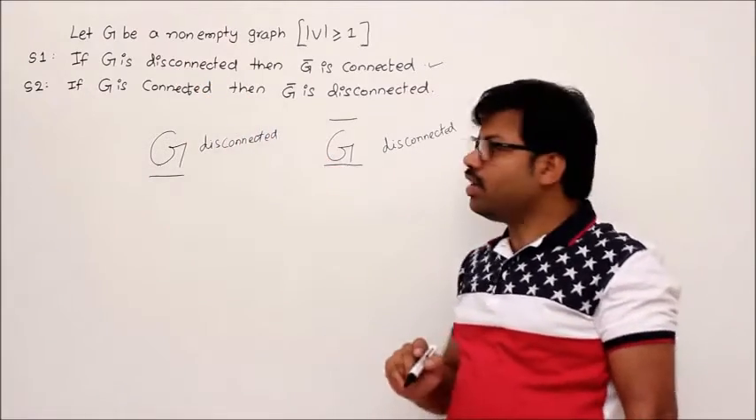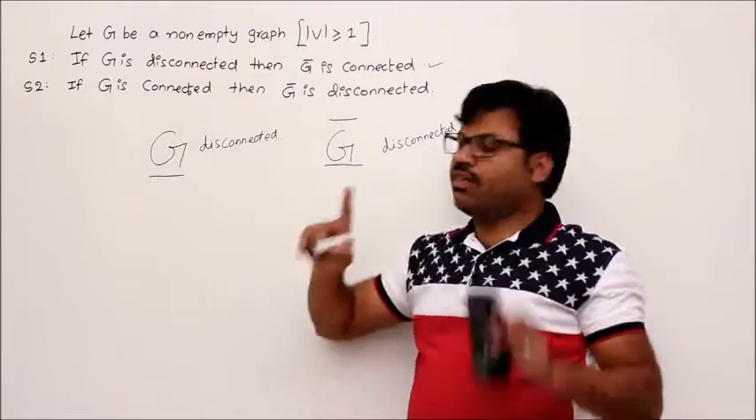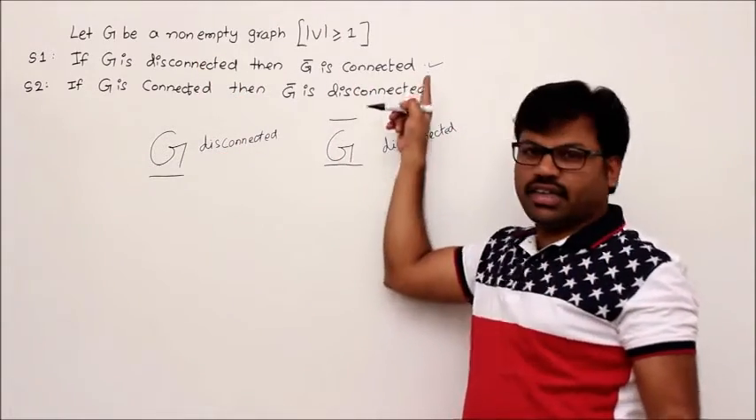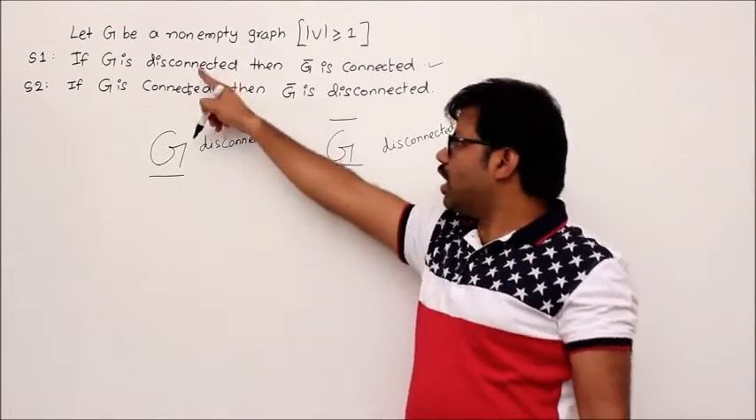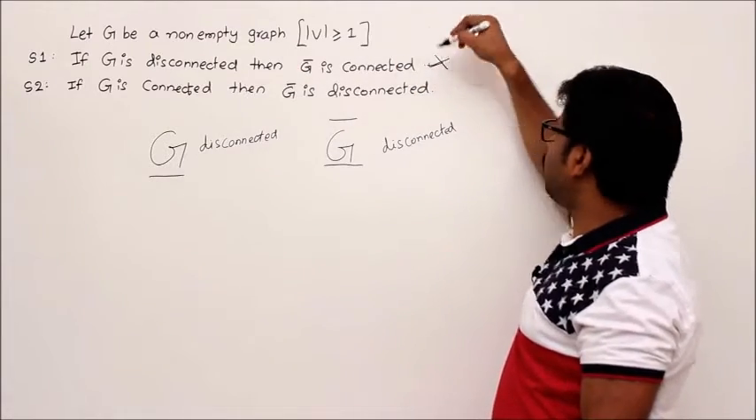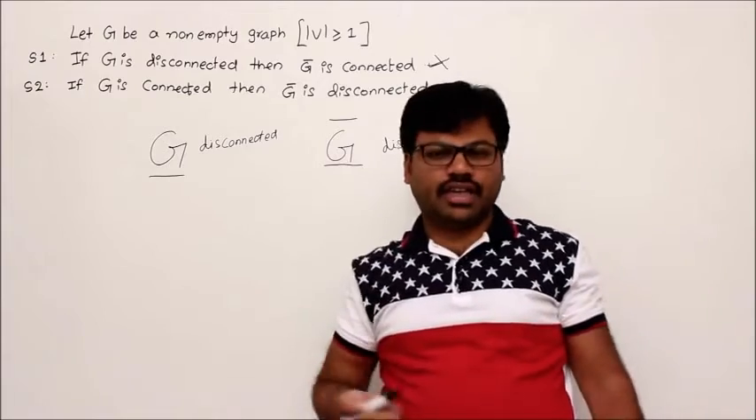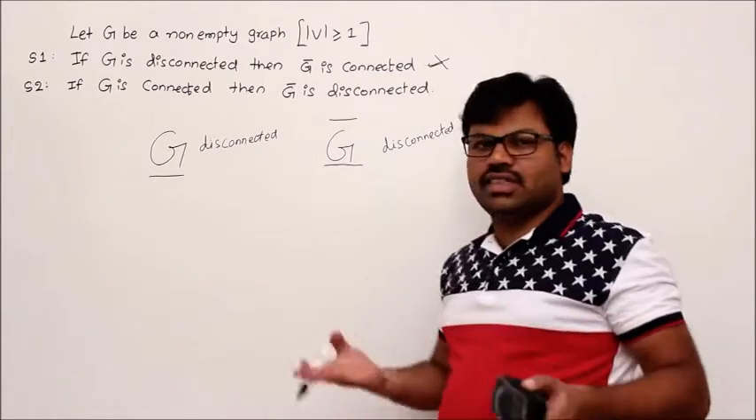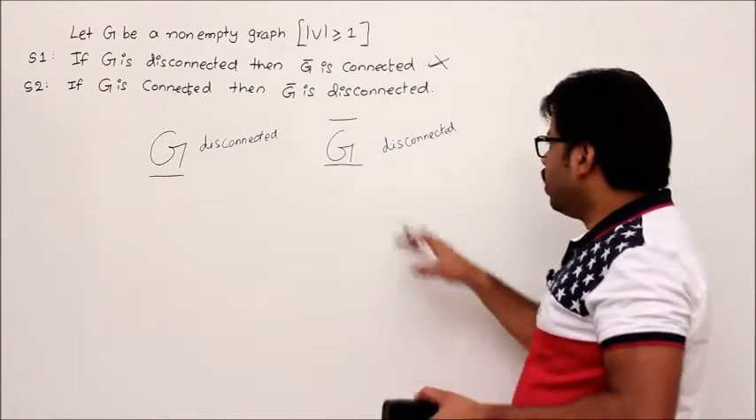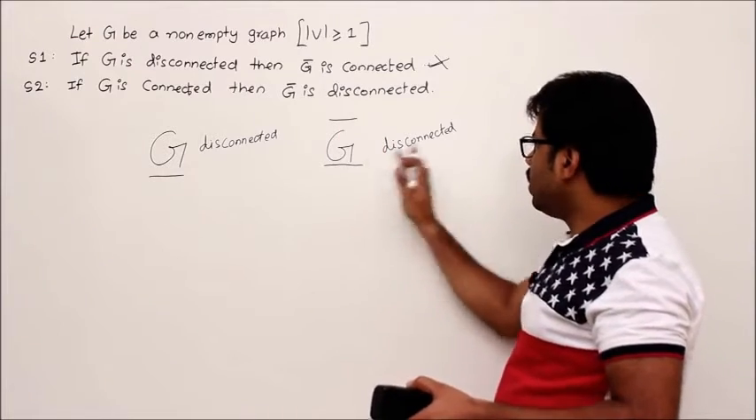Understand my point? The claim of the statement is that whenever G is disconnected, G bar should be connected. Let's say that claim is really wrong. That is called proof by contradiction. Then G bar should be disconnected, and G also should be disconnected. Really such a graph exists, let's say that is G. Then we'll focus here. G bar is disconnected.